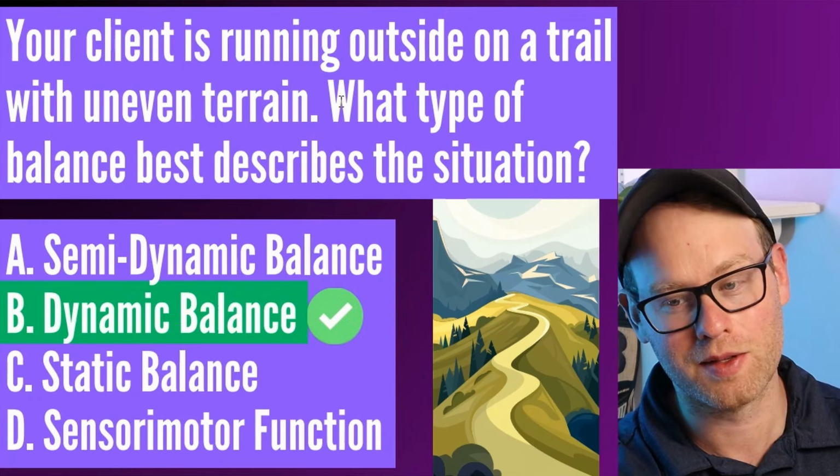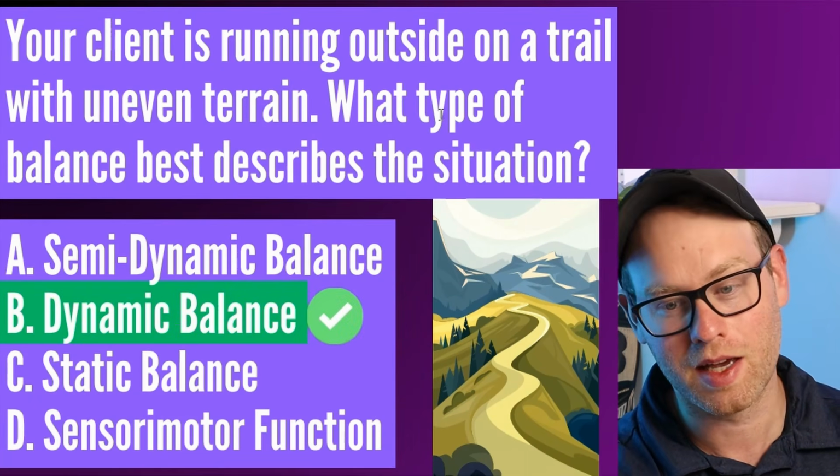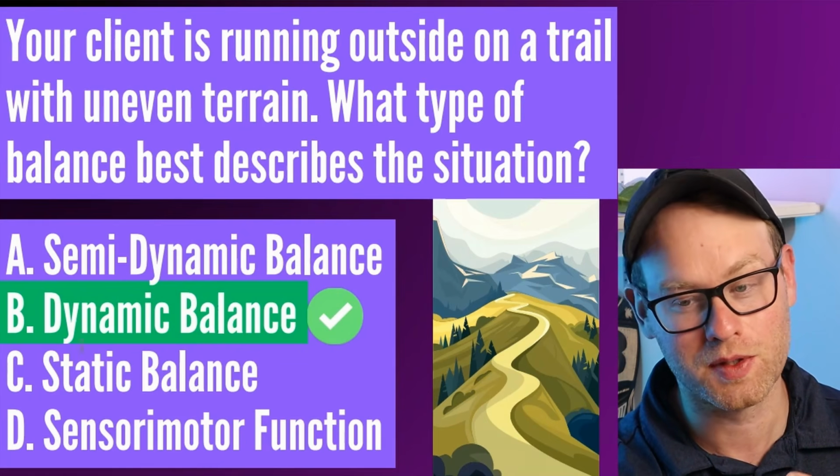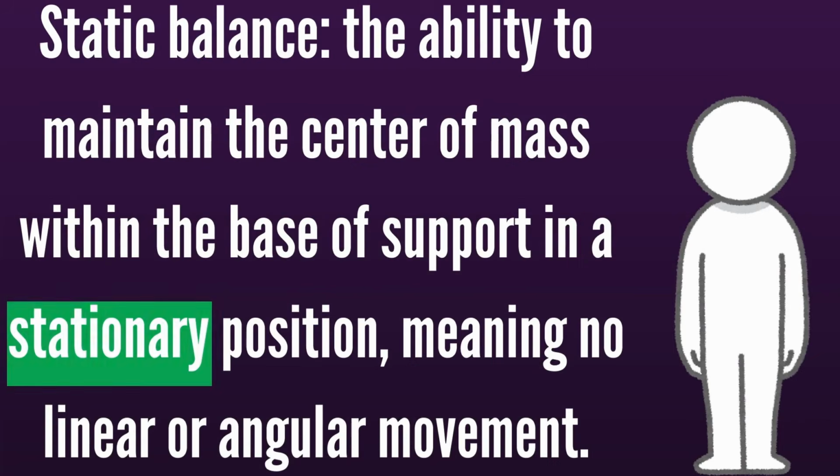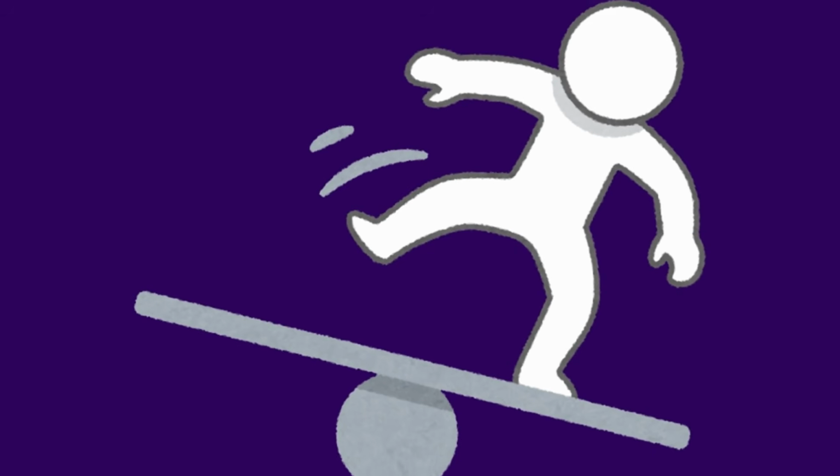So if your client is running outside on a trail with uneven terrain, the type of balance that best describes their situation would be B, dynamic balance. Static balance is the ability to maintain the center of mass within the base of support in a stationary position, that being the key point here, meaning no linear or angular movement. Semi-dynamic balance would be something like a wobble board. Someone is trying to maintain balance while their base of support is moving.